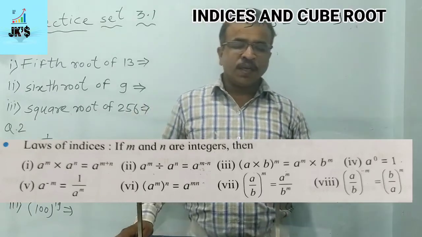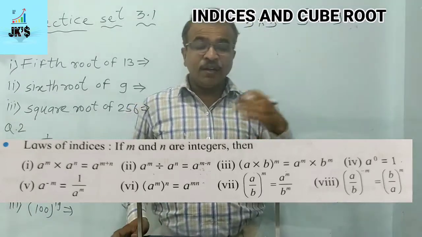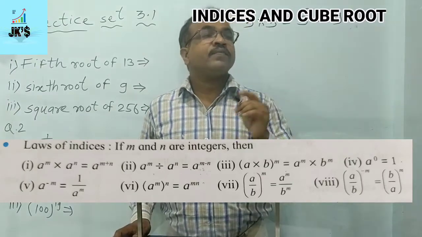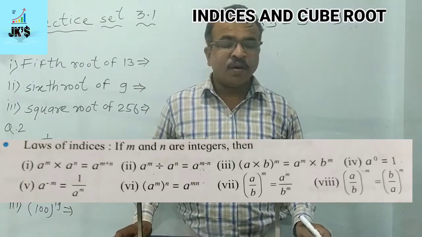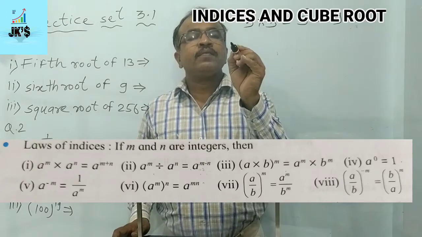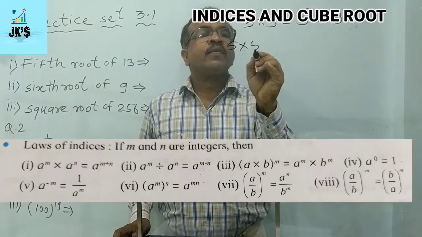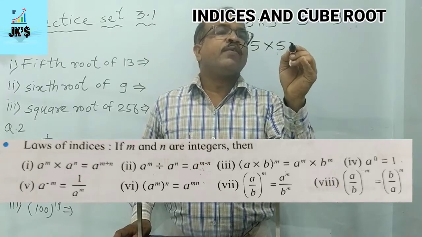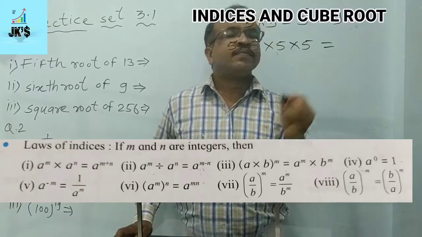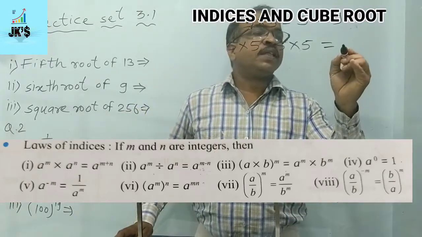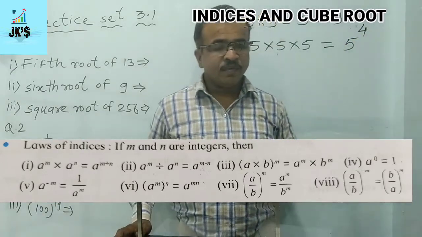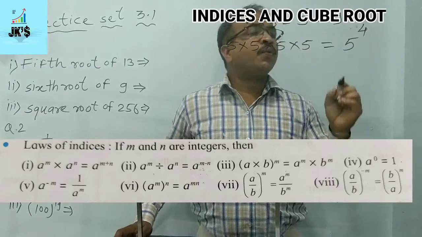Similarly, when we take any number multiple times in multiplication, we write that number in the form of index or indices. For example, we have to take 5 into 5 into 5 into 5. How many times is 5 taken? 4 times. Obviously, we write this as 5 to the power 4.